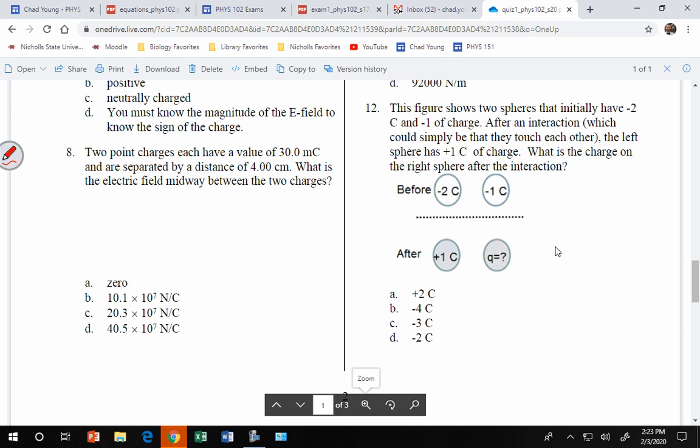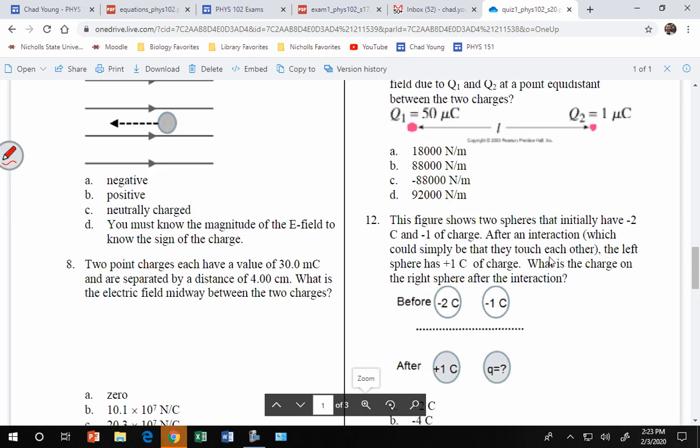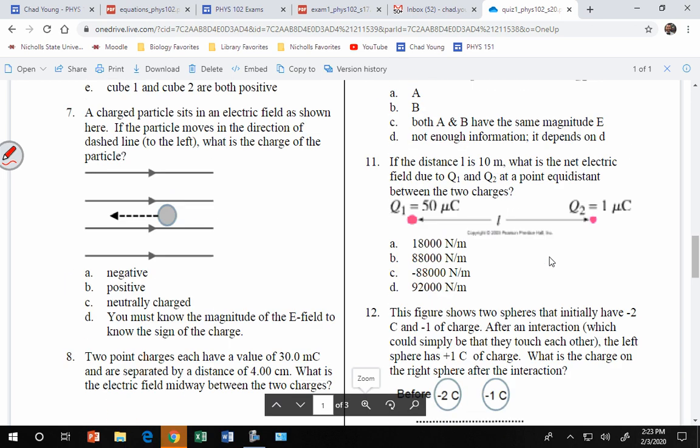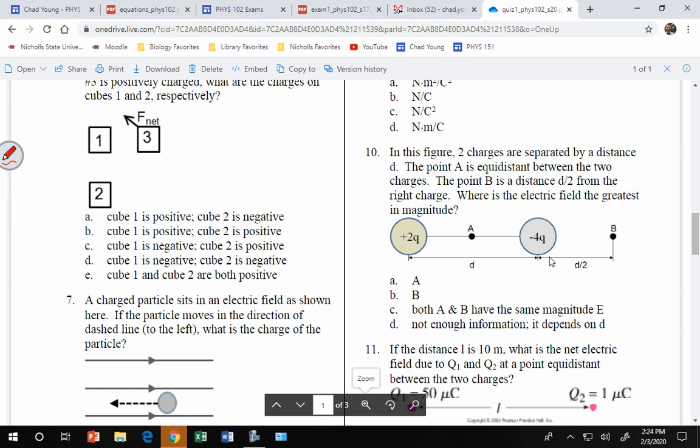What else on this quiz? Well, number 8 was really similar to number 11. Number 10 asks, where is the electric field greatest? You have to think about the relative sizes of the vectors. I forget what the answer was here, but let's look at number 10, because these are useful thought problems to help you think about electric fields.